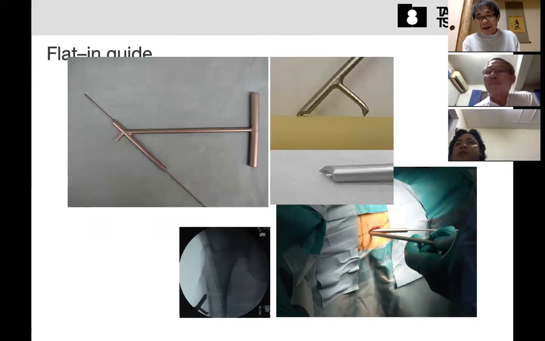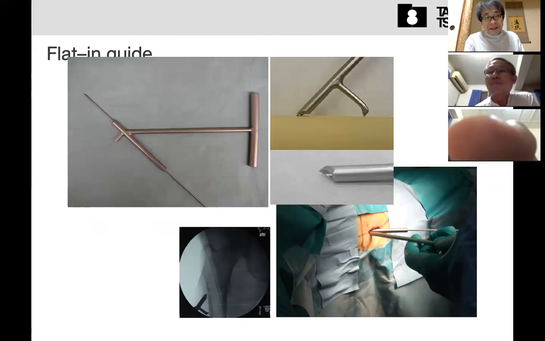Okay, yes, Professor, very interesting. I will explain how to insert the DRSC screw. Maybe on Monday, you still have one set of DRSC screws. If you have a chance, please use it. Please try it. It's very easy.